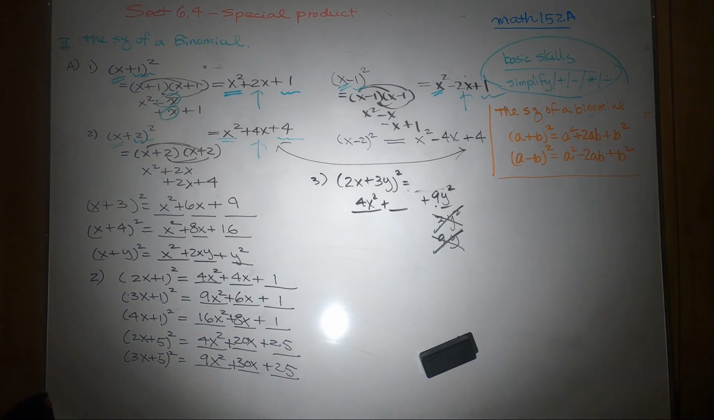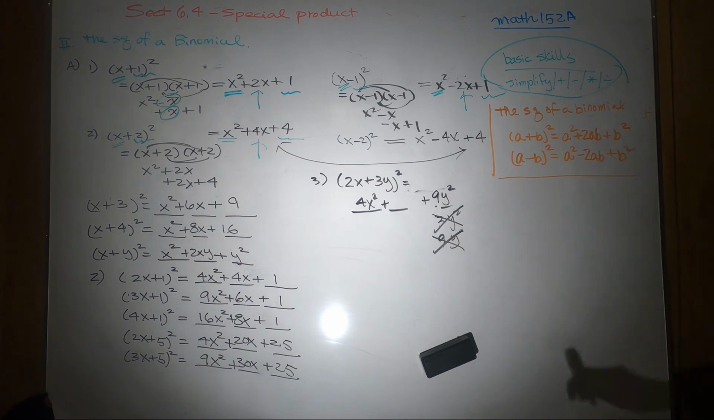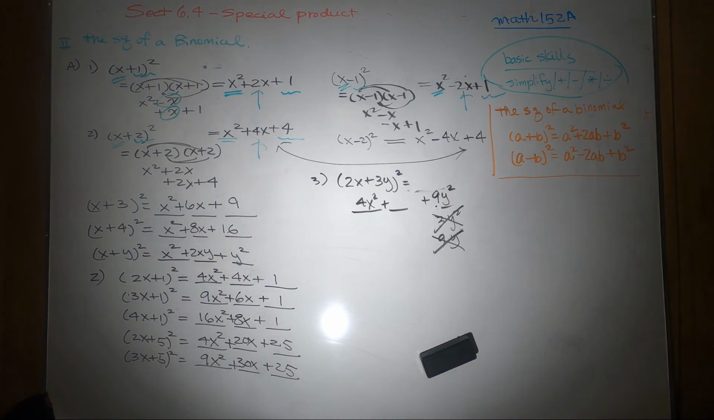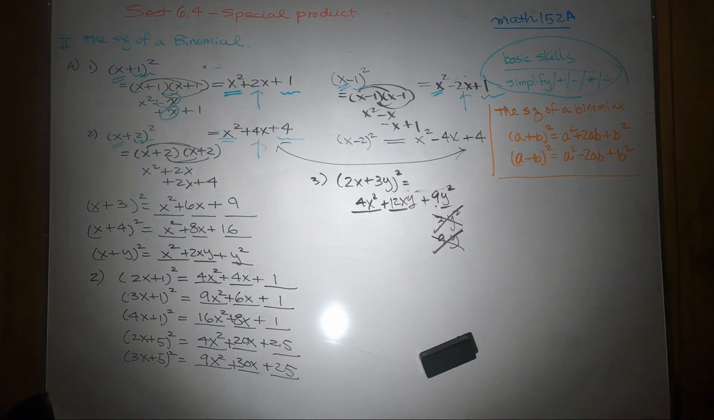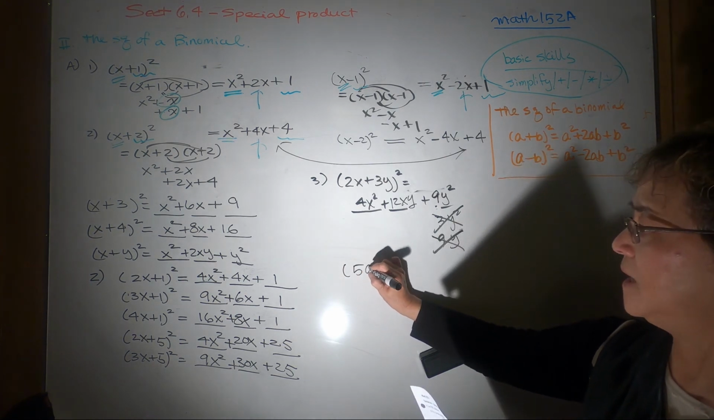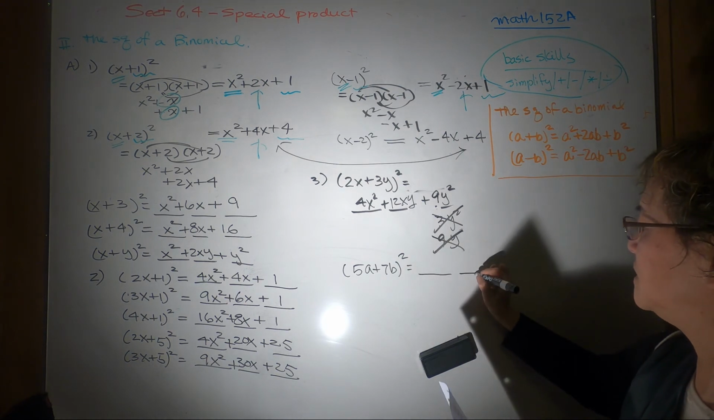How about the middle one? 2x times 3y. Middle one, times both of them and double it. 2x times 3y will be what? 6xy. Double it, 12xy. Then if we have 5a plus 7b squared, it will be what? 3 terms.